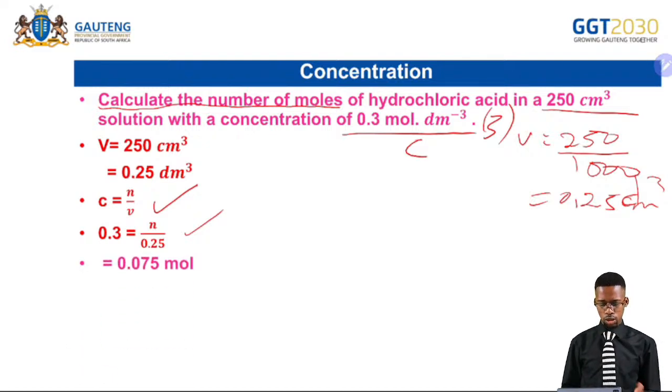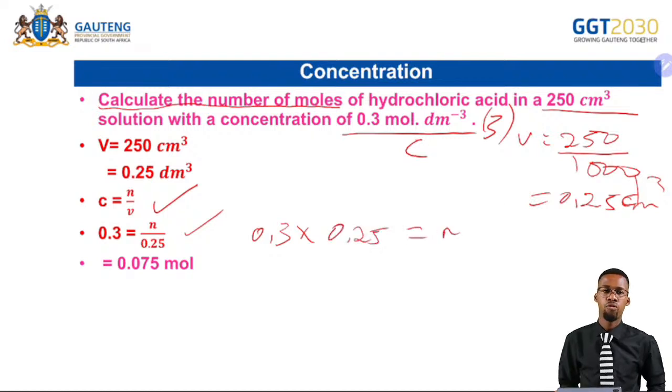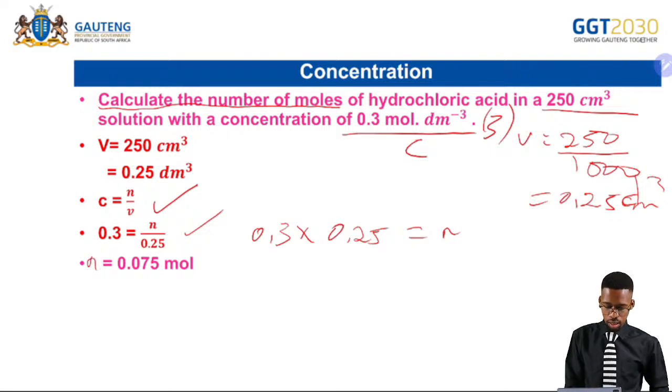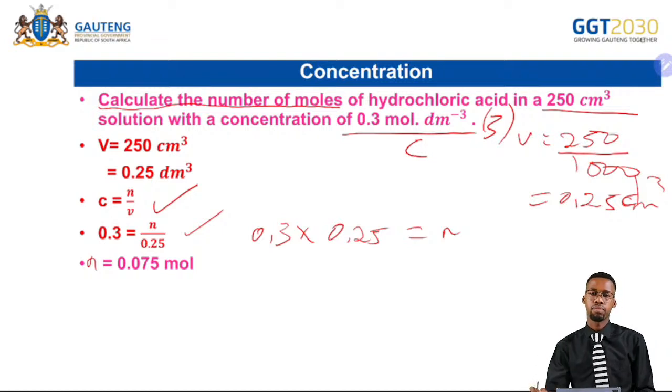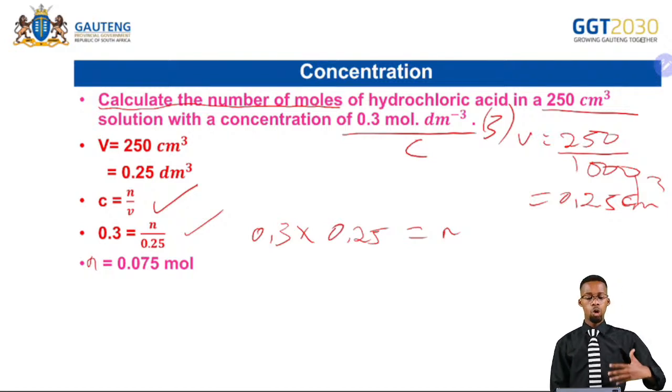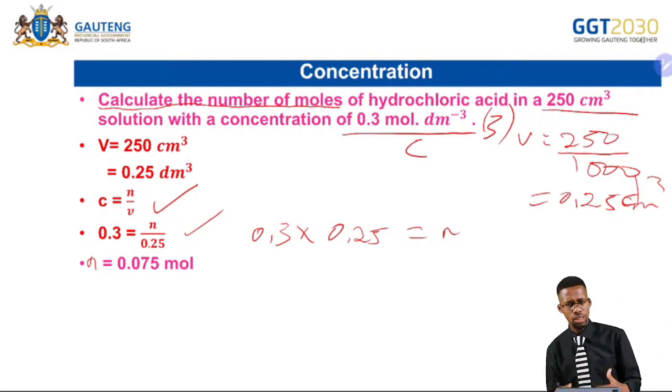And then you work out, and then you're going to get your answer. How will you work out? You're going to transpose divided by 0.25. And you're going to have 0.3 times 0.25 is equal to number of moles. Then your number of moles is going to be 0.075. I hope that you're winning. Because I want you to be comfortable with concentration. Let us be comfortable with concentration.